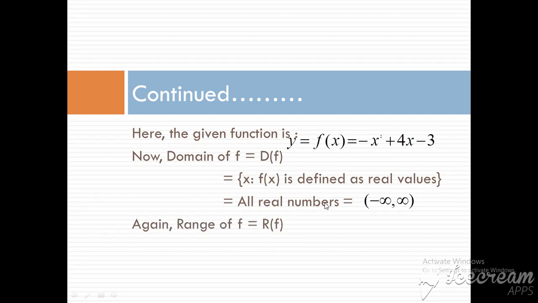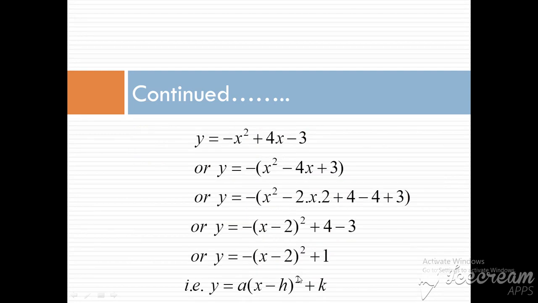Now, what to do for the range? Range is what? y such that all real output of y. Now, all real numbers give what type of output here, that we have to observe. Therefore, we have written here a question mark. Now let's define this. First of all, you write the given function y = this. Now you make this a perfect square. Look here, you take minus common, then it will be x² - 4x + 3.